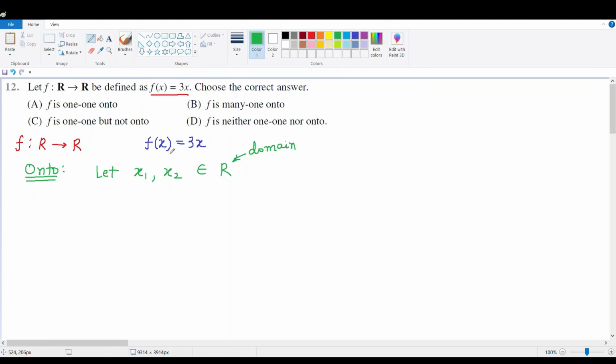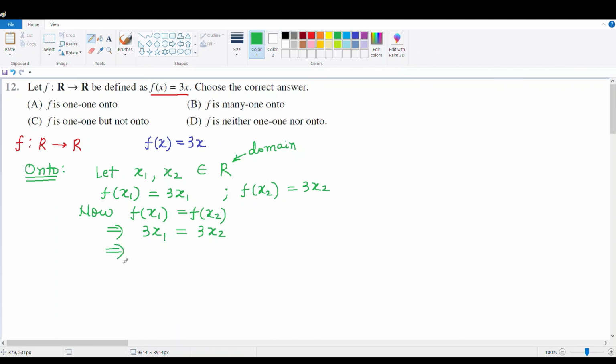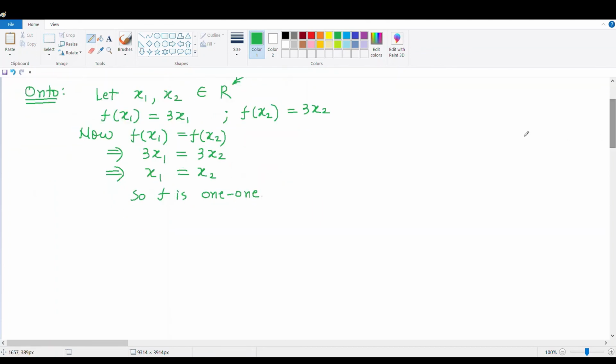And since we know f of x equals 3x, then f of x1 is going to be 3x1 and f of x2 is going to be 3x2. Now let's assume that f of x1 is equal to f of x2, and that's going to happen when 3x1 is equal to 3x2, and that's only going to happen when x1 and x2 both are the same. So f is one-to-one. Now we are going to check onto.